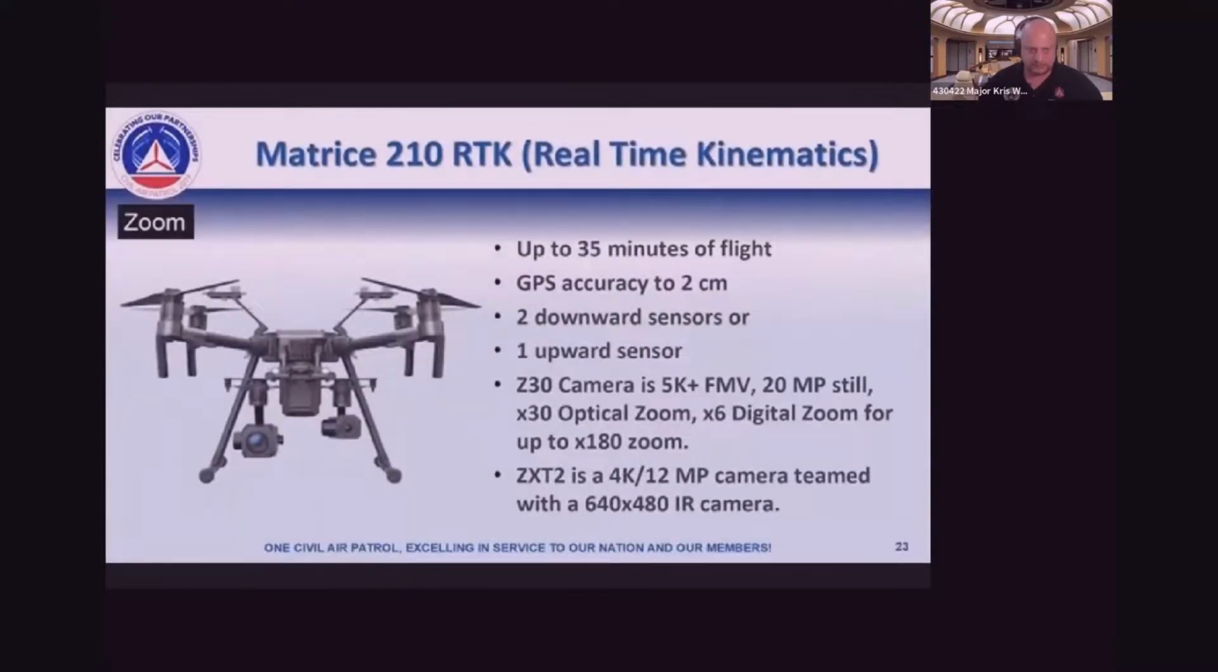The Matrice 210 RTK, made by DJI, was one of the drones included in these push packages. It comes equipped with a Z30 camera, which has 30x optical and 6x digital zoom for a combined 180x total zoom.